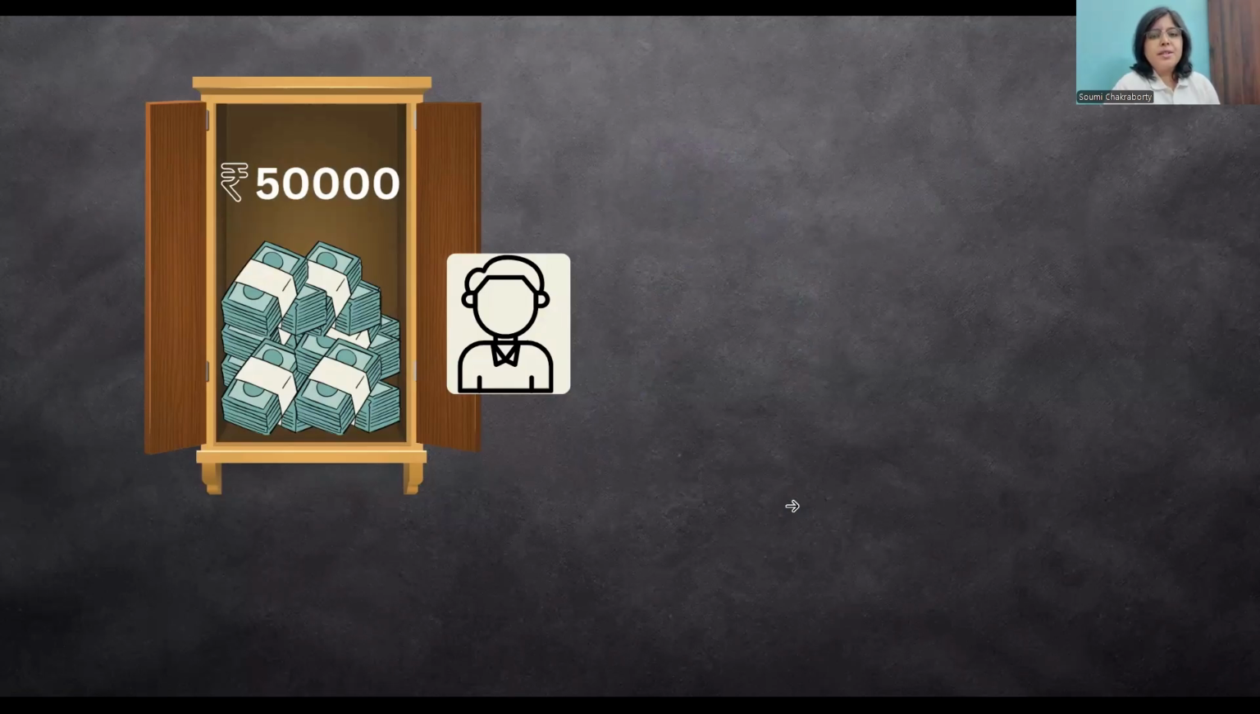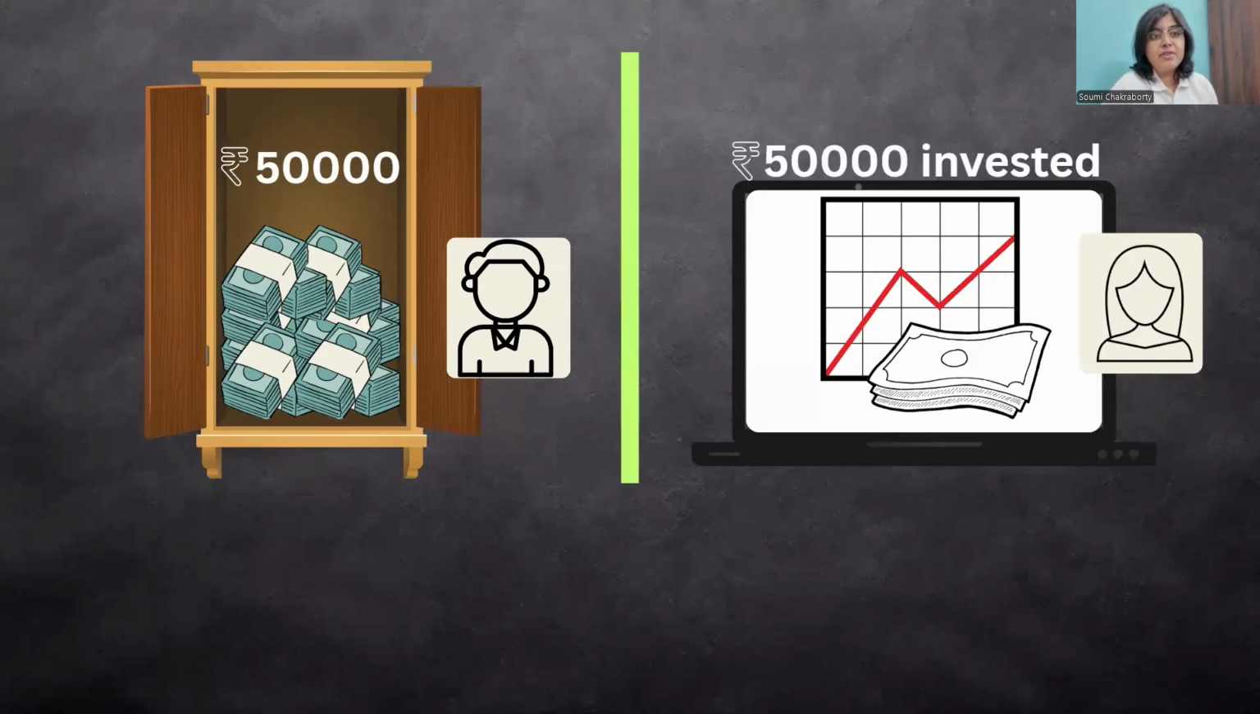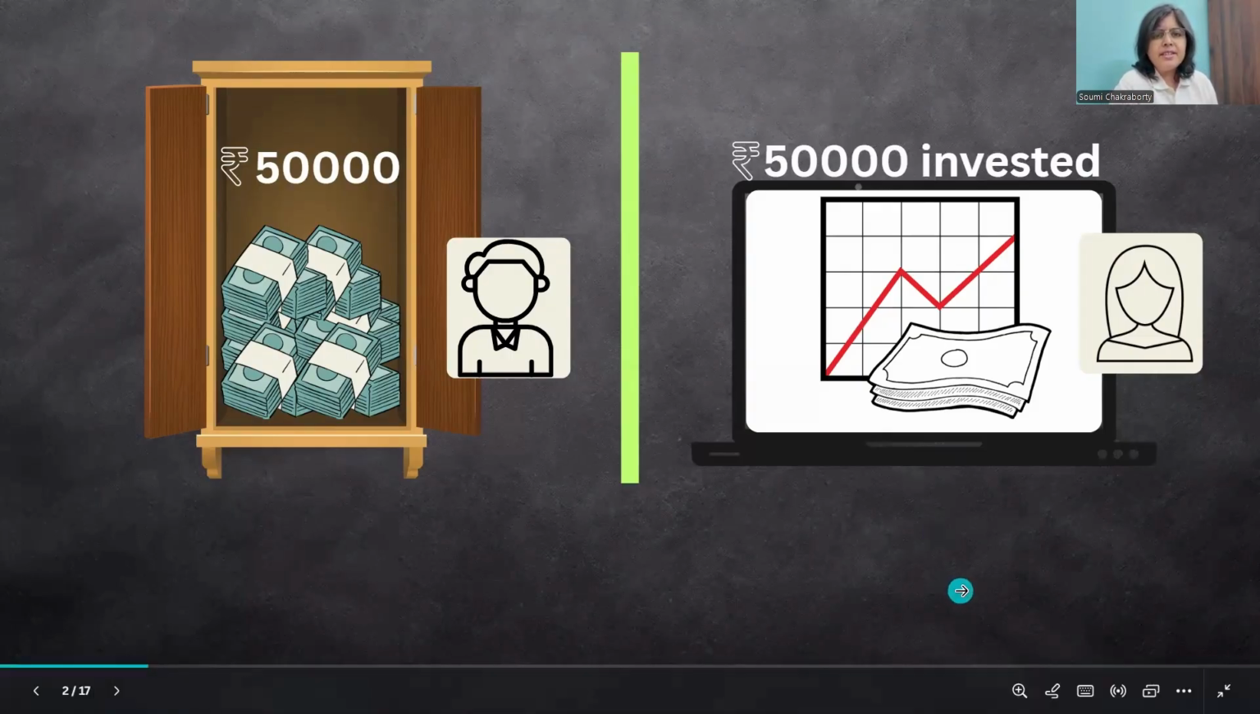Imagine two students receive rupees 50,000 as a gift. One of them, like this boy, keeps this 50,000 rupees safely in the cupboard, whereas the other student invests this 50,000 on the advice of her father. All right. So what happens after 10 years?